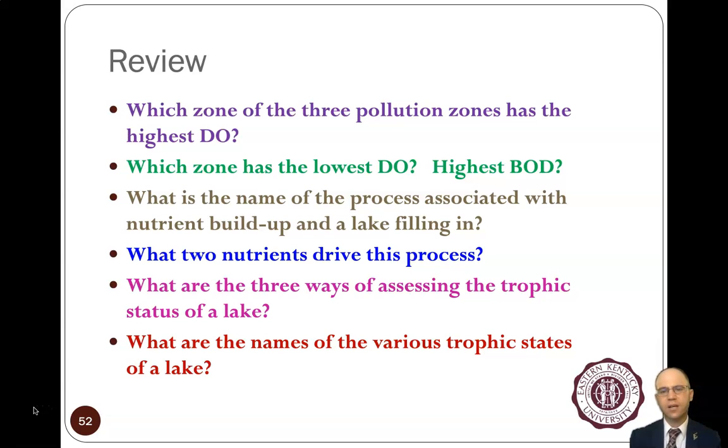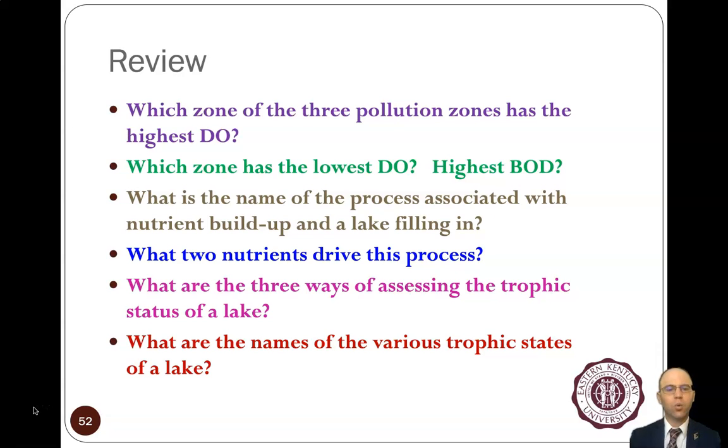The process in which a lake fills in or builds up a lot of nutrients, what's the name of that? The name of that process associated with lake filling in is eutrophication. The two primary nutrients that drive that process are phosphorus and nitrogen. In most of the United States, phosphorus is the limiting nutrient. There's already enough nitrogen, but it's phosphorus that may be the limiting factor. But there are exceptions. In some cases, nitrate or various nitrogen compounds are limiting.